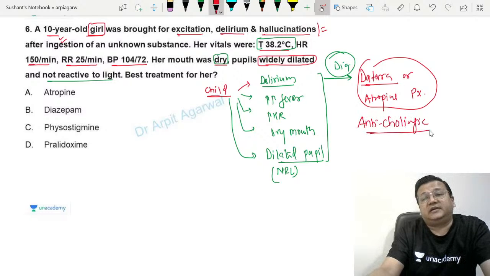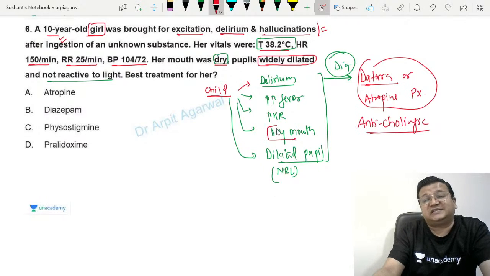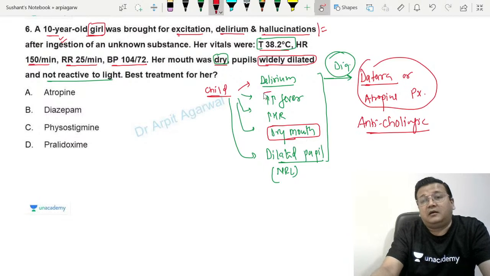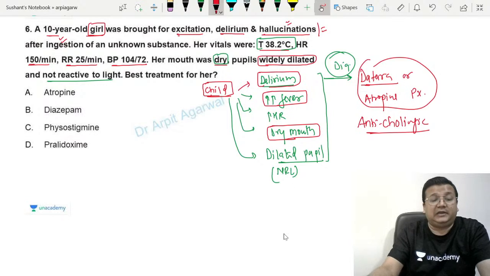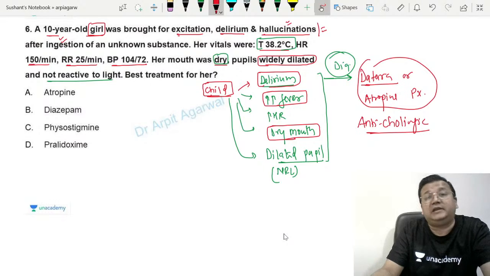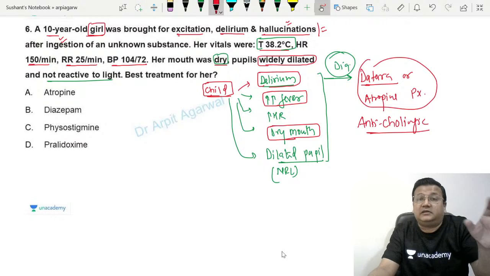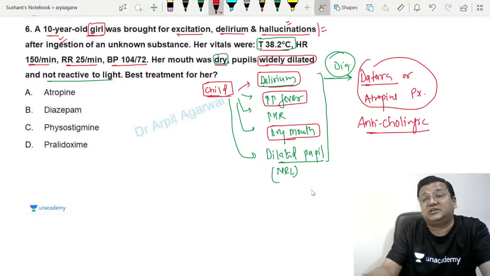Anticholinergic, always focus on dryness: dry eye, dry mouth, dry skin. Hyperthermia, temperature going up, and children are very sensitive to hyperthermia. And in high dose, delirium. Along with delirium, hallucinations can be seen. Child may hear voices that somebody is running after to kill him. He may see things, auditory, visual hallucination.